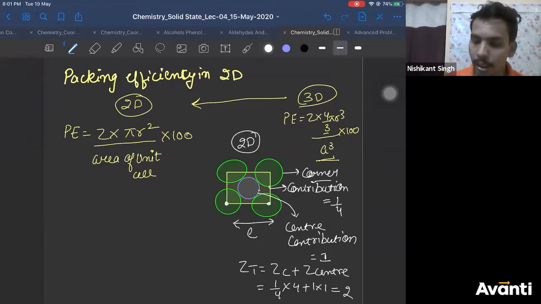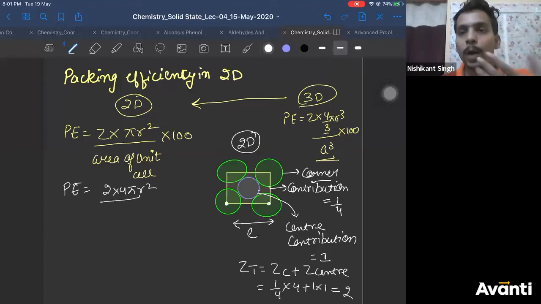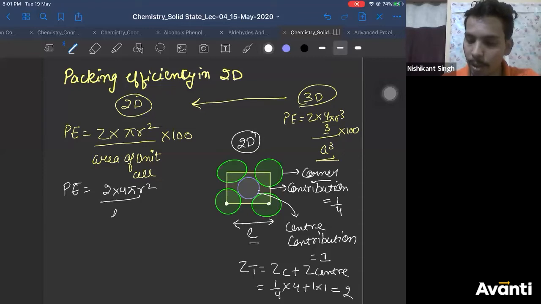Now, all of you pay attention. I will write the formula. Packing efficiency is Z value, 2, into pi r square divided by area of unit cell. We know square is your unit cell. What is the area of square? Side square. What is your side? L. So L square, into 100. So this is your packing efficiency.